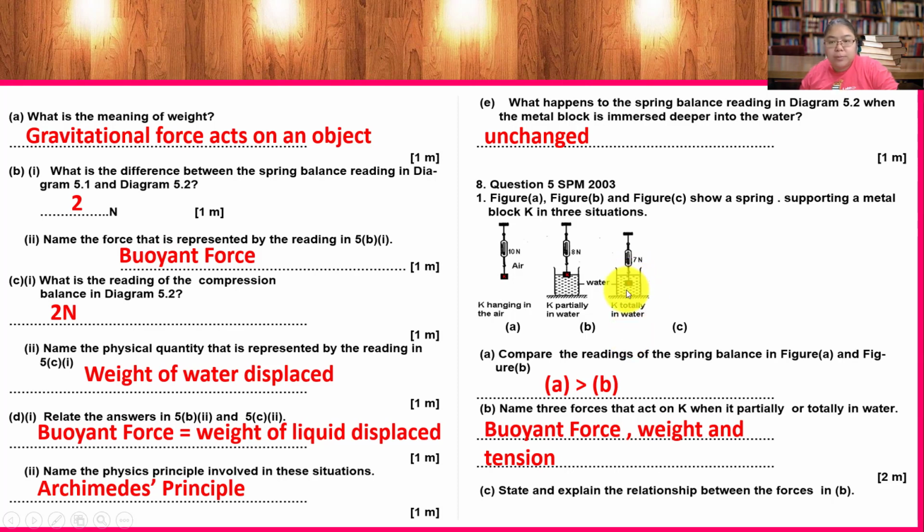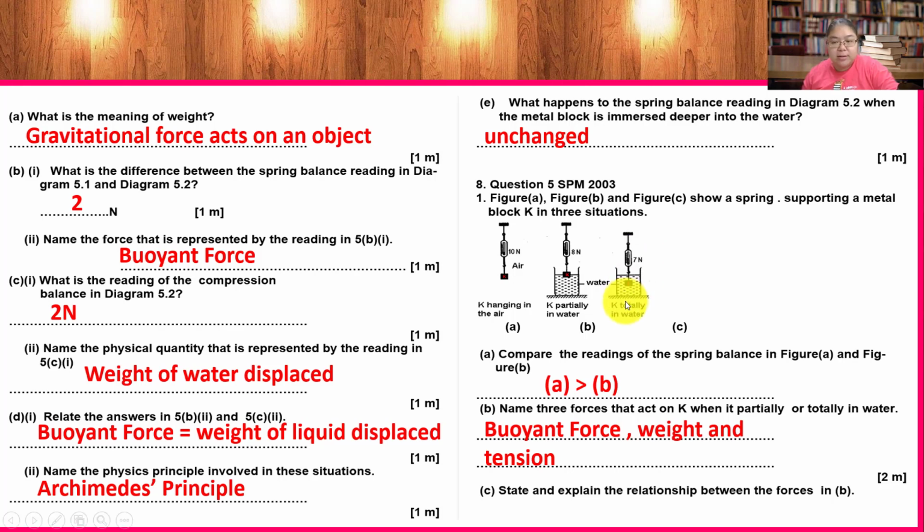So from here, the object now is stationary. So we say this situation is balanced. There's an equilibrium. So that means the weight will equal the buoyant force going up and also the tension going up. So that means I can say buoyant force plus tension will equal the weight of the object.